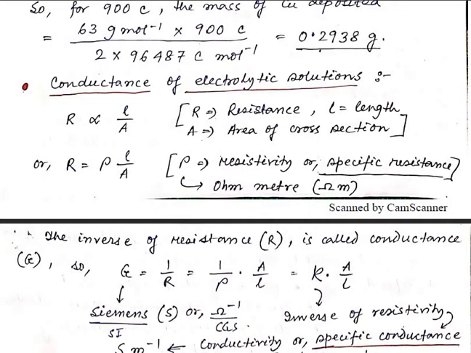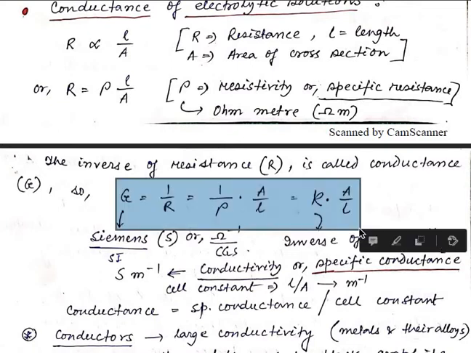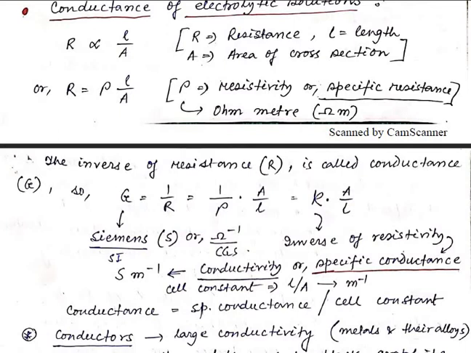And 1 by rho, that is actually kappa, the inverse of the resistivity or the inverse of the specific resistance, and obviously that should be called specific conductance or conductivity. So that is known as kappa or specific conductance or conductivity. So the main mathematical expression is G is equal to kappa into A by L, where G is the conductance, kappa is the specific conductance or conductivity. Now we have to write what are the units of G and kappa.